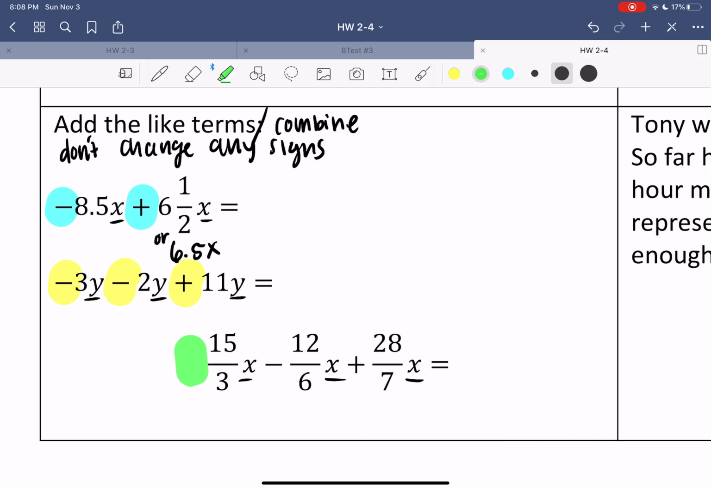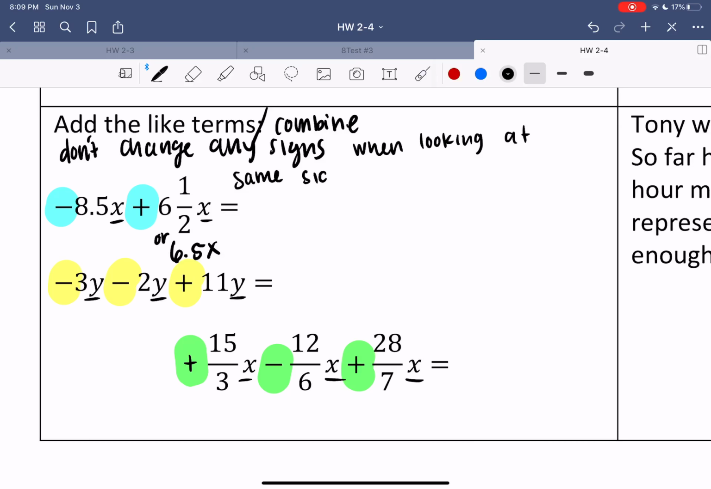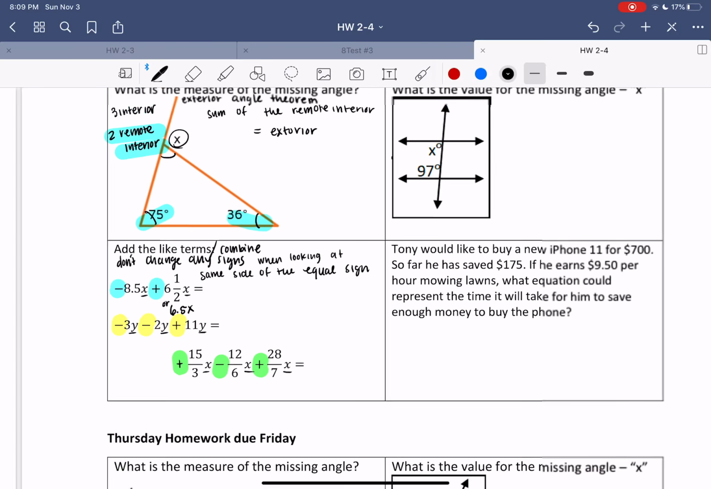So if we don't see one, you know that this is a positive. And right here. So make sure not to change any signs when looking at the equal sign. All right. So when in doubt, punch it out.